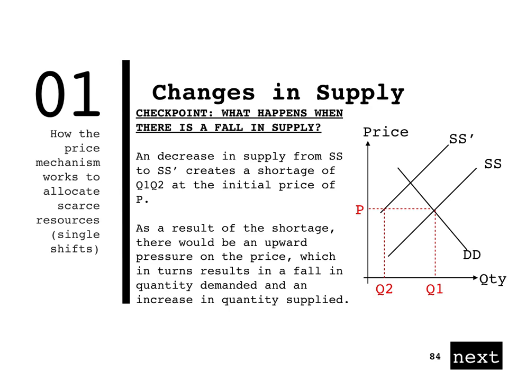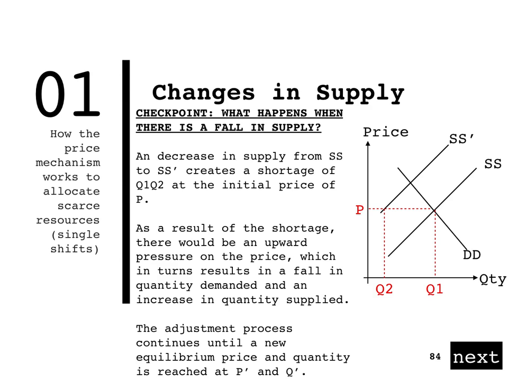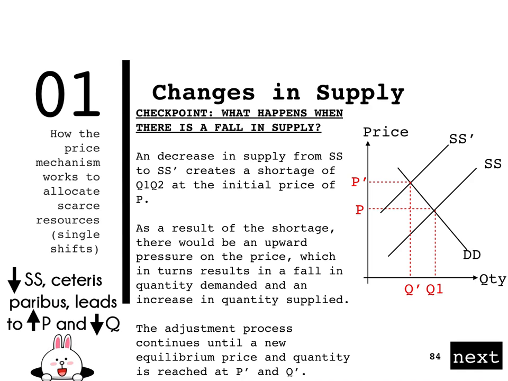Then because of this shortage, there's an upward pressure on prices, which I will not show you on the diagram. But once the adjustment process stops and the new equilibrium is achieved, you should realize that the price increases to P prime, and there's a fall in quantity to Q prime. So the summary is the fall in supply causes an increase in price and a fall in quantity.